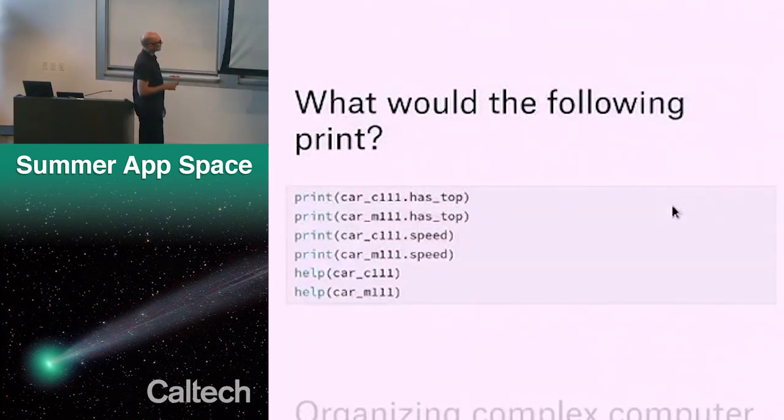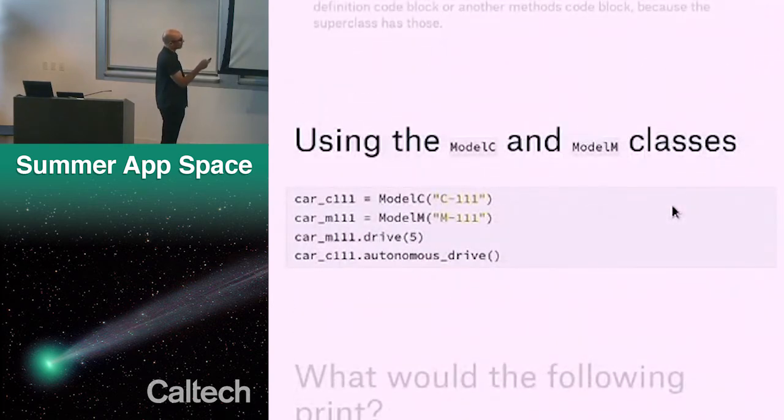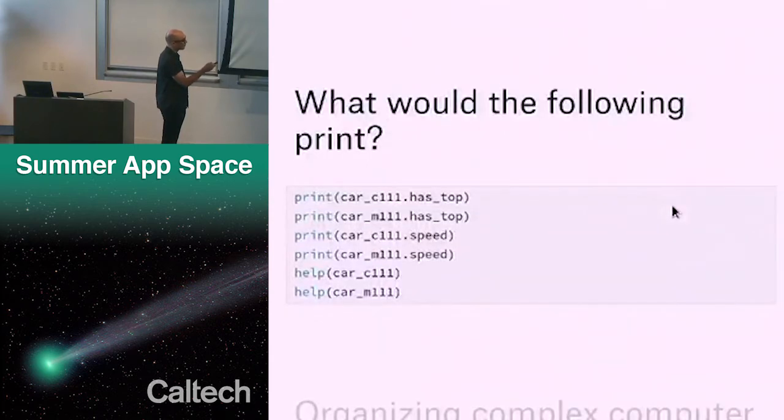Right, so let's just walk through these. What is car underscore C111 has top? Is that going to be false? Yes. And car M111 has top is true, exactly. And so given what we did here, what is car underscore C111 dot speed going to be?